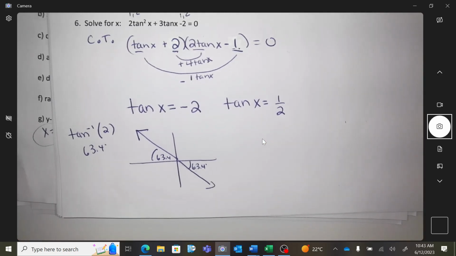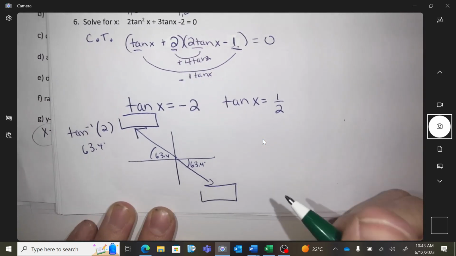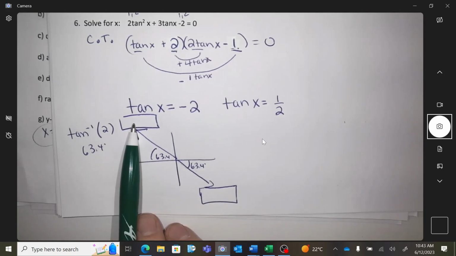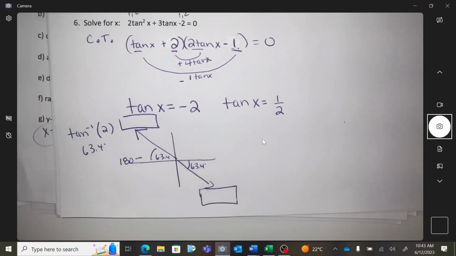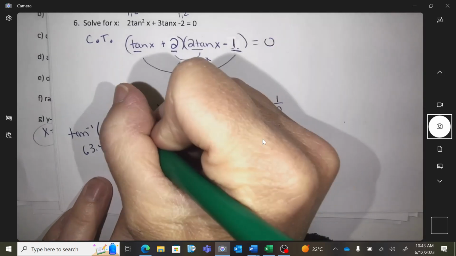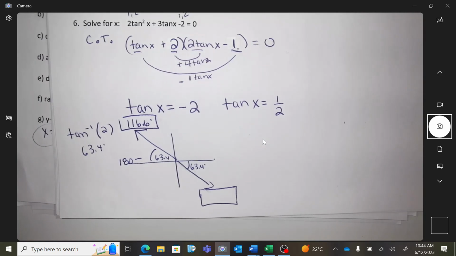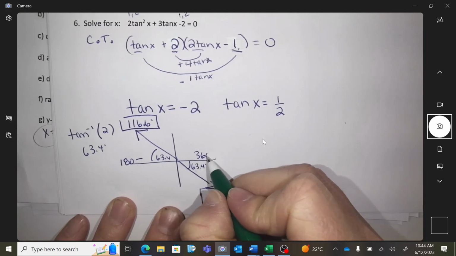So that is called a reference angle. So what is the actual angle position? How would I figure this out? 180 minus that. Do you see it? Because I'm smaller than the 180 line. And then how do I get this one? 360 minus.